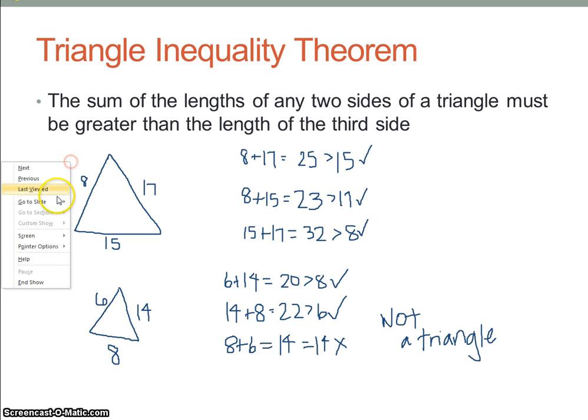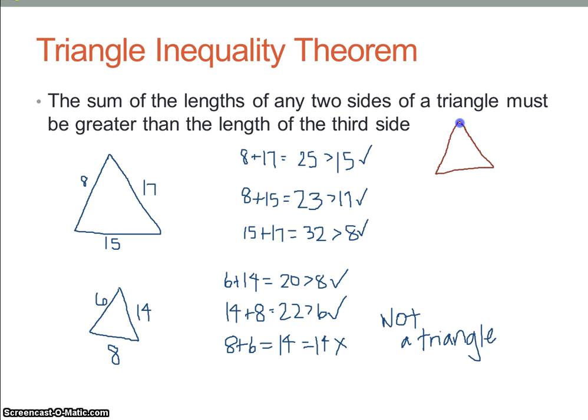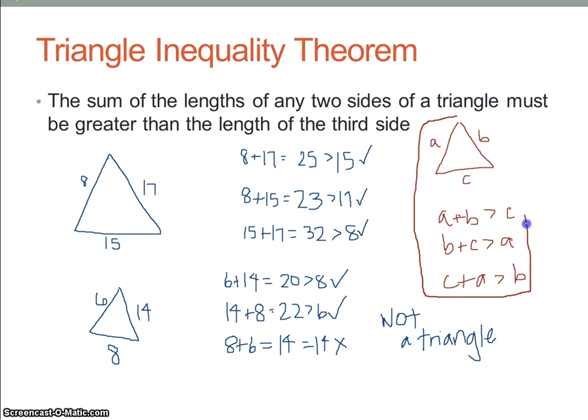So pretty much what we've looked at so far. Let's change the color. Okay, so this triangle inequality theorem just tells us if we have a triangle with sides A, B, and C, that the sum of A plus B has to be greater than C. And then B plus C has to be greater than A. And C plus A has to be greater than B. If it does not fit that theorem, then it is not a triangle.